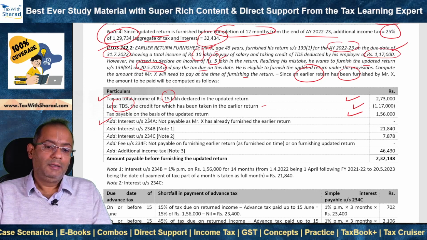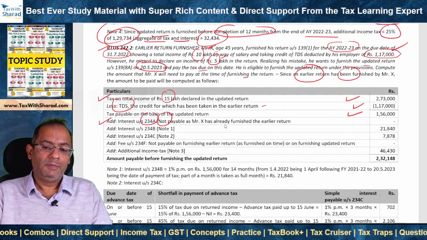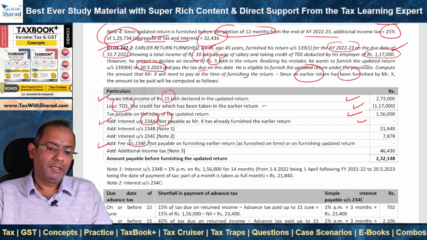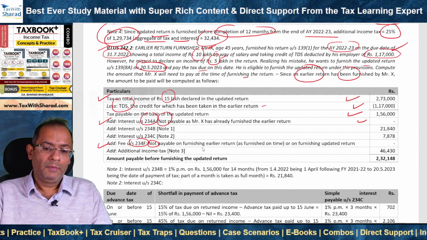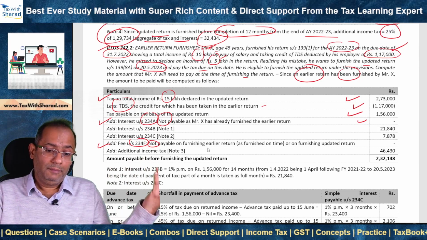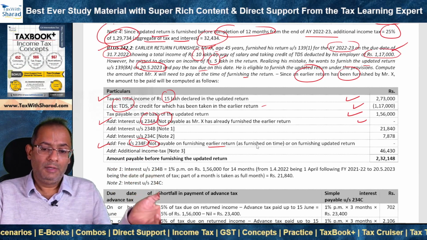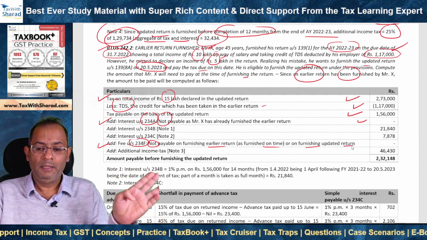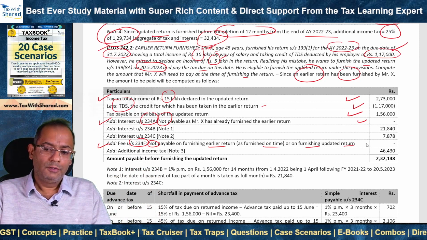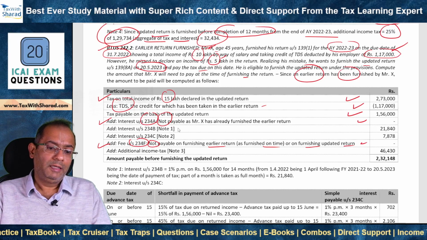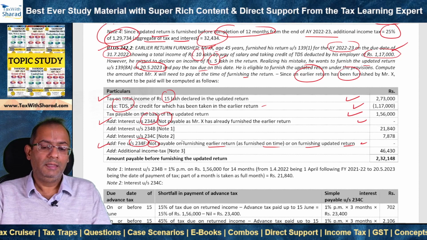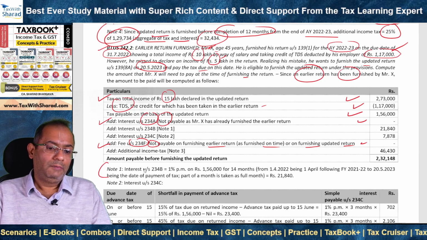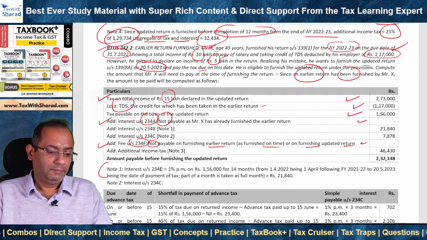And as we discussed, interest under section 234A is not payable as Mr. X has already furnished the earlier return, right? Similarly, fees under section 234F is also not payable. It was not payable at the time of furnishing the earlier return as well, because it was furnished on time, it was not furnished with a delay, and it is not payable at the time of furnishing of updated return as well. So this becomes 0. What is left is interest under section 234B and C for default or deferment of advance tax. First, we will take a look at interest under section 234B.